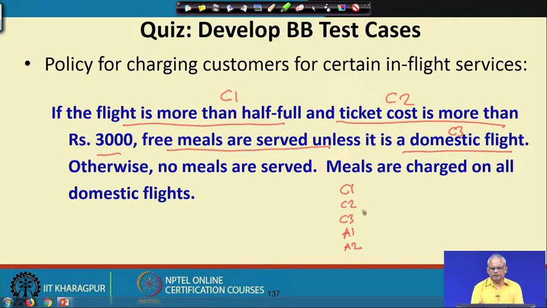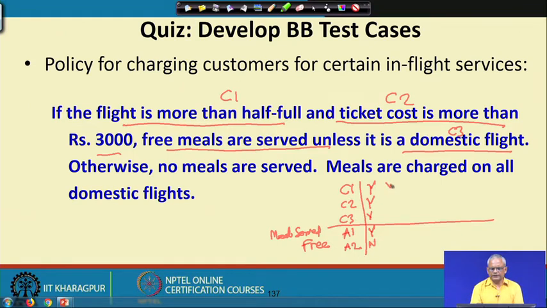Action 1 is whether a meal is served and action 2 is whether it is free. And we will check whether C1, the flight is more than half full, ticket cost is more than 3,000 and it is a domestic flight, then a meal is served. A1, let me just write here, meal is served, and A2 is that it is a free meal. So, we will write here yes and A2 is no.